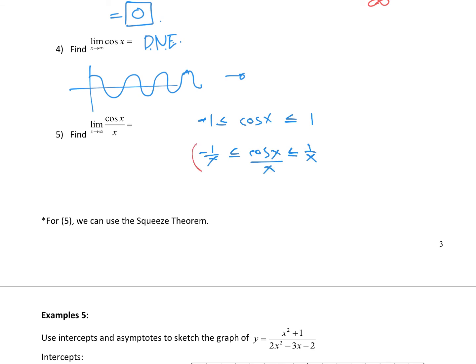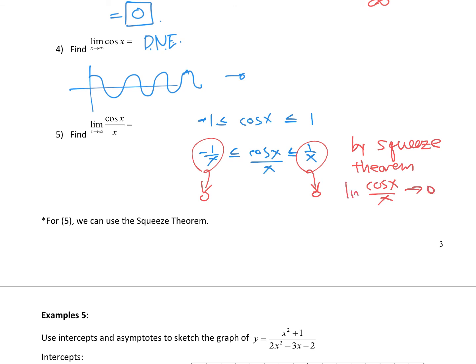We know that this goes to 0. We know that this goes to 0. So by the squeeze theorem, the middle one goes to 0. When we have the squeeze theorem, it has to be a particular number, but it works for infinity as well. So by the squeeze theorem, number 5 goes to 0. So let's go to the next one.